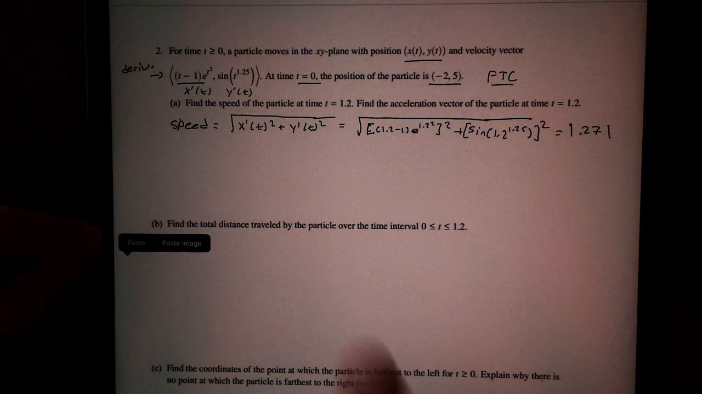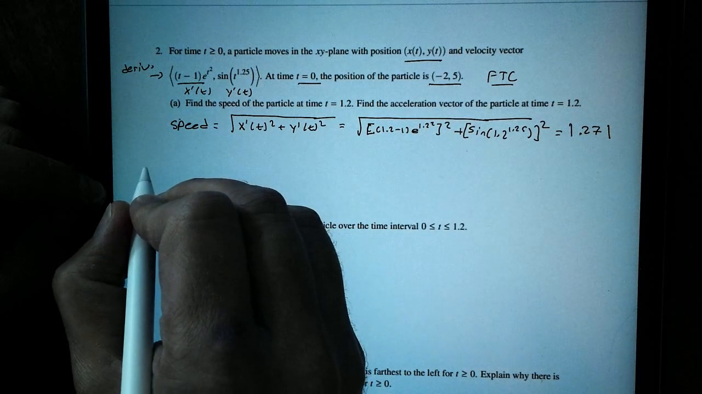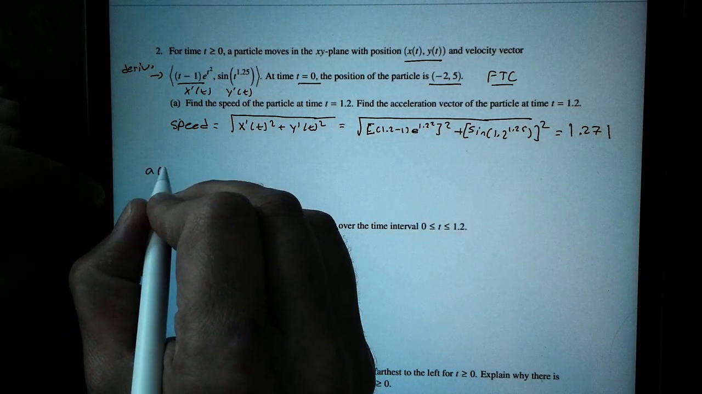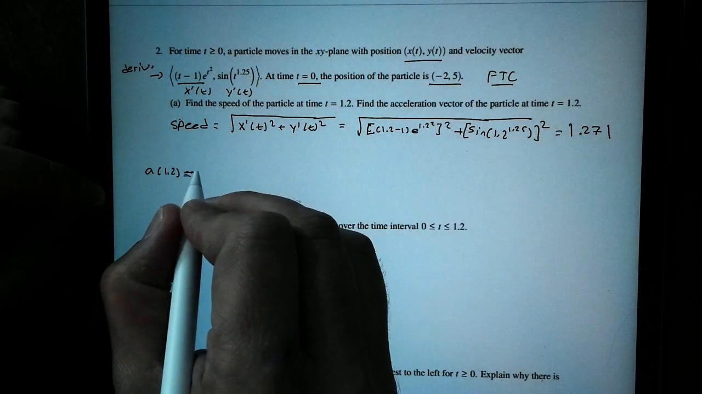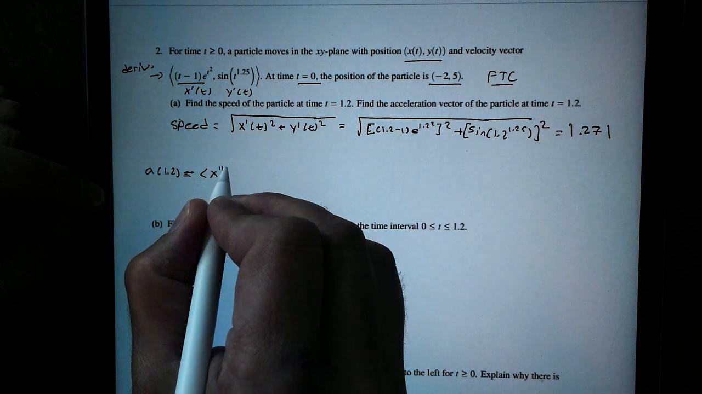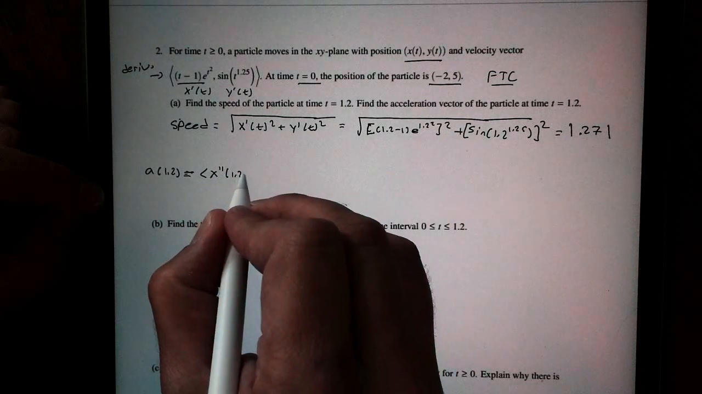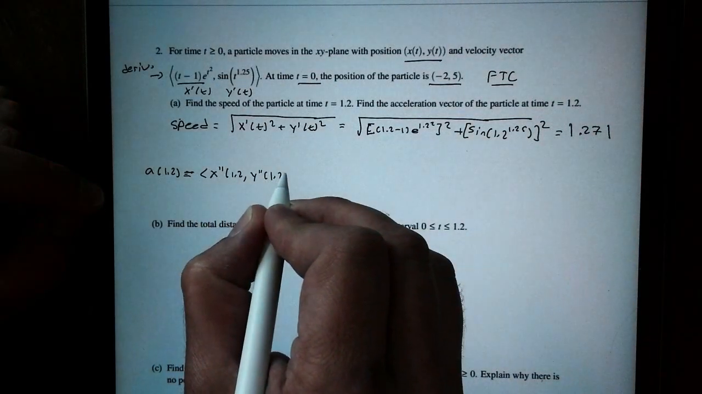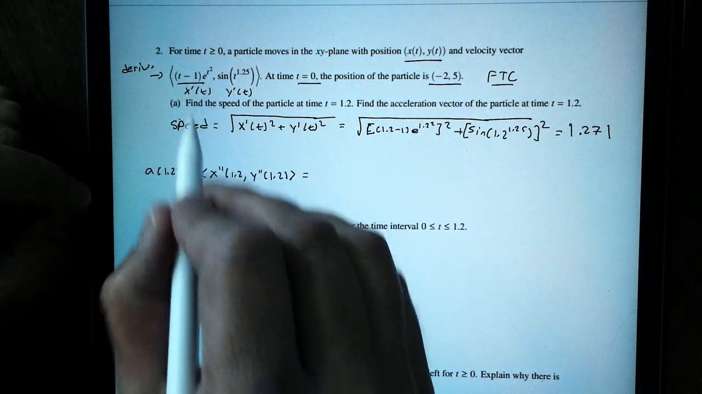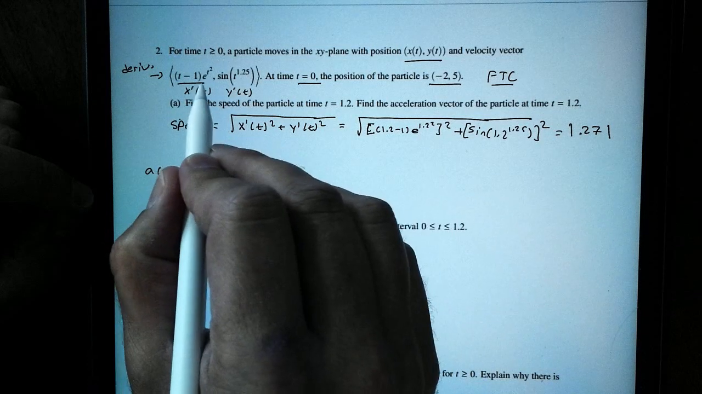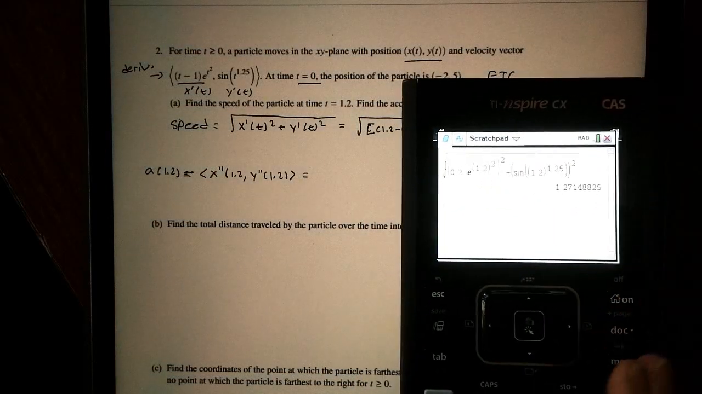All right, the second part says, find the acceleration vector. To get the acceleration vector, a of 1.2, it's going to be the second derivative, x double prime of 1.2, y double prime of 1.2. Now, I don't have to take these derivatives, and honestly, I really don't want to. Product rule, chain rule, it's just a nasty derivative, but I can use my calculator, and using the CAS makes it really easy.